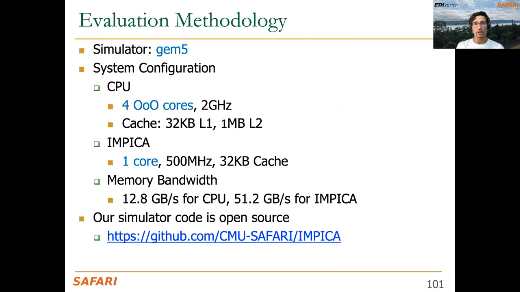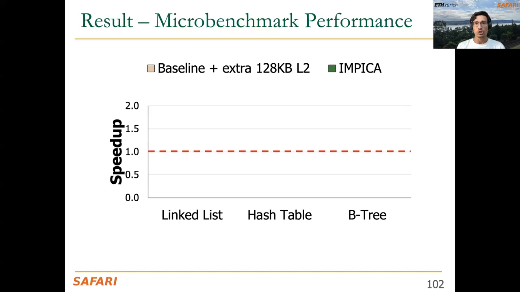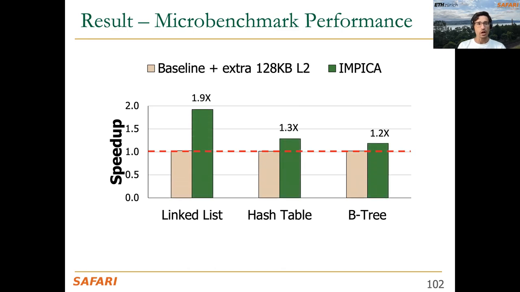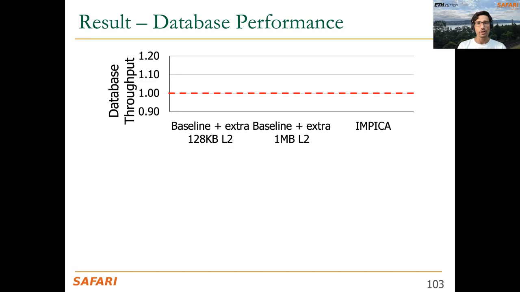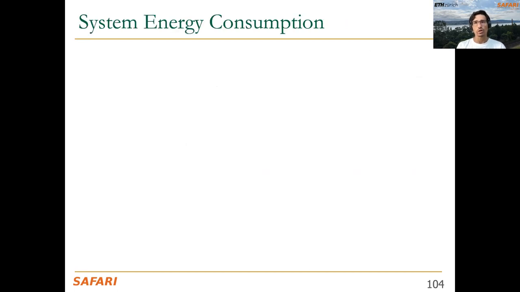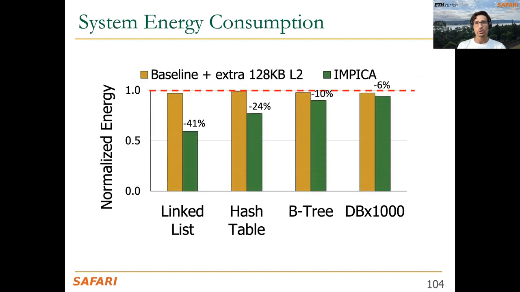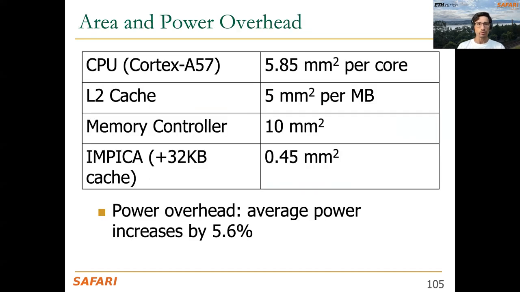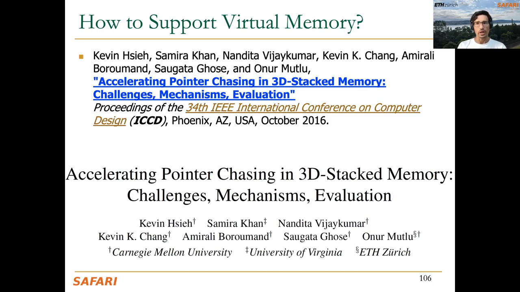So Impica was evaluated using the gem5 simulator. The code is open source. You can access it from a repository. And here you can see some results. This is for microbenchmarks: linked list, hash table, and B-tree. We can find here up to 90% speedup. For database performance, as we have seen in the beginning, up to 16% speedup, and also an interesting reduction in the database latency of up to 13%. And regarding the system energy consumption, we have already seen an interesting energy reduction of up to 41%, as you can see in the slide. The paper also provides an evaluation of the area and power overhead. And here you can find the link to the paper.